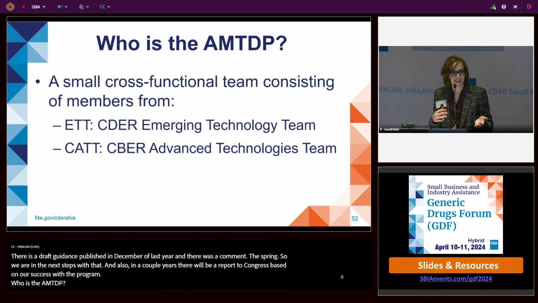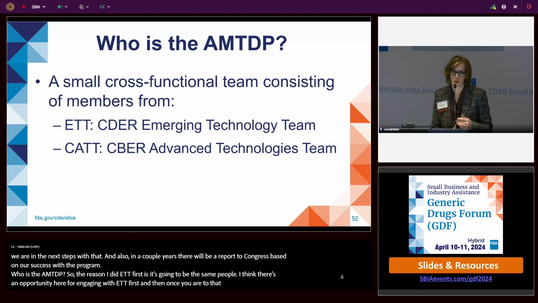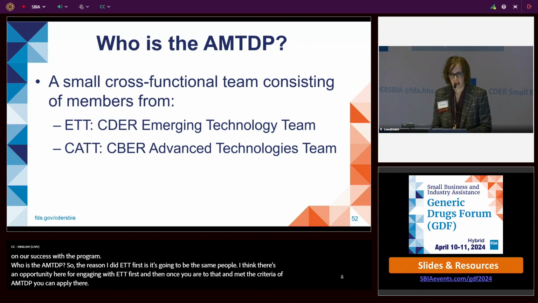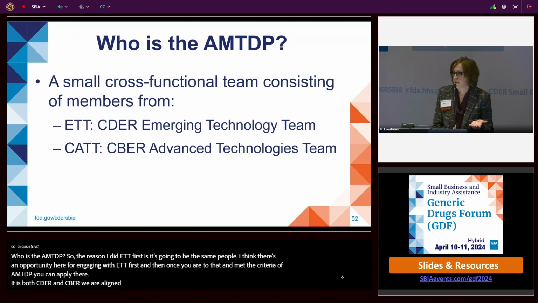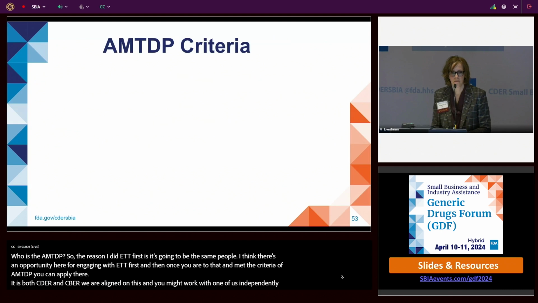The reason I did ETT first is that it's going to be the same people. And I think there's an opportunity here for engaging with ETT first. And then once you've met the criteria of AMTD, you can apply there. And so it is both CDER and CBER. We are aligned with CAT as well on this. And you might work with one of us independently, or depending on your project or your proposal, you might be working with both of us.